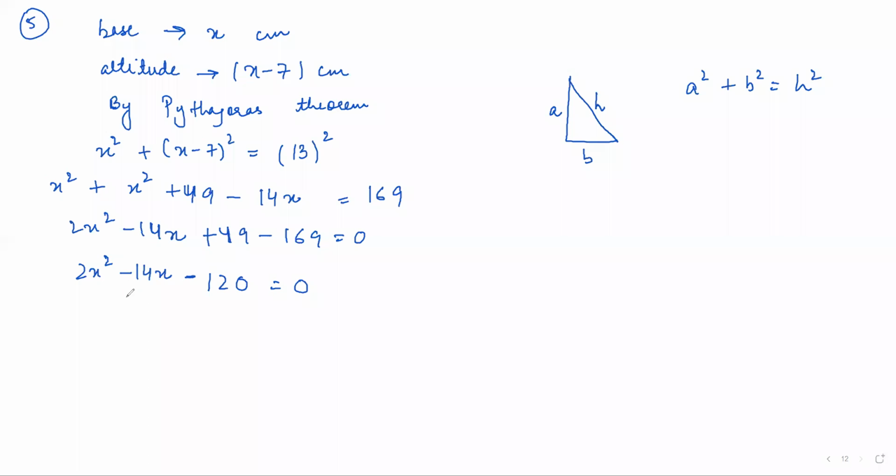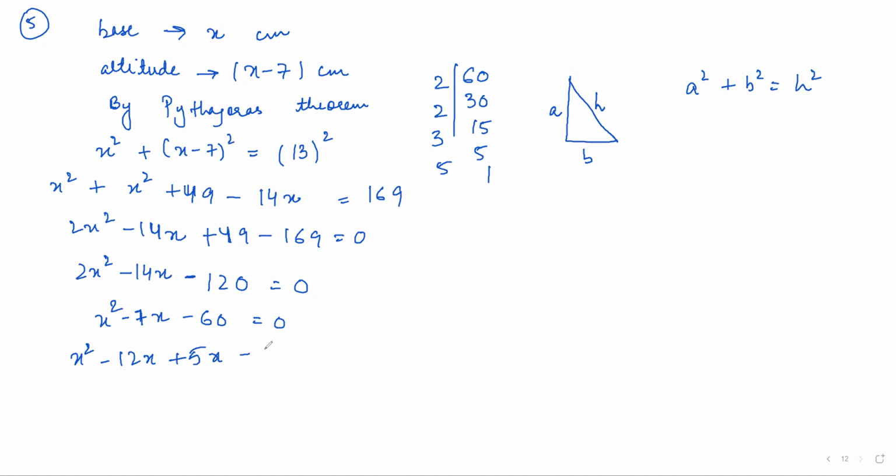Now you can see there's a 2 common in the whole equation, so I can take 2 common: x square minus 7x minus 60 is equal to 0. Now you do prime factorization of 60. 2 into 30, 2 into 15, then 3 into 5. Now you have to get 7. What combination should I take? Quickly tell me. 2 into 2 is 4, 4 into 3 is 12, and 5. Yes, 12 and 5 will give you 7. So x square minus 12x plus 5x minus 60 is equal to 0.